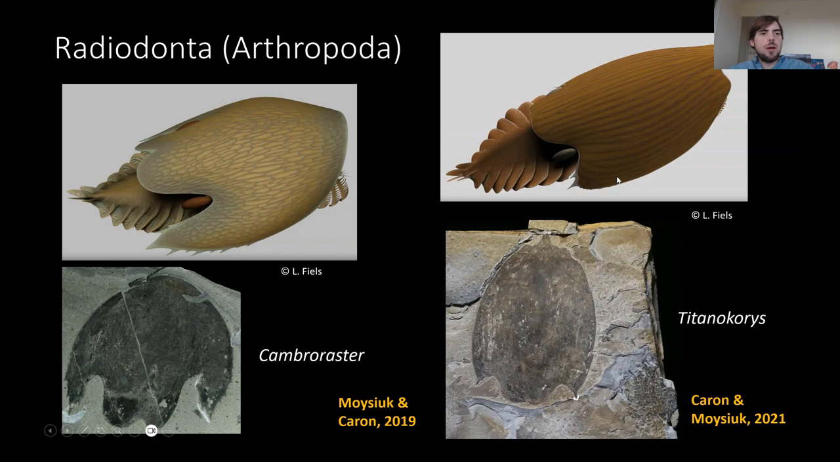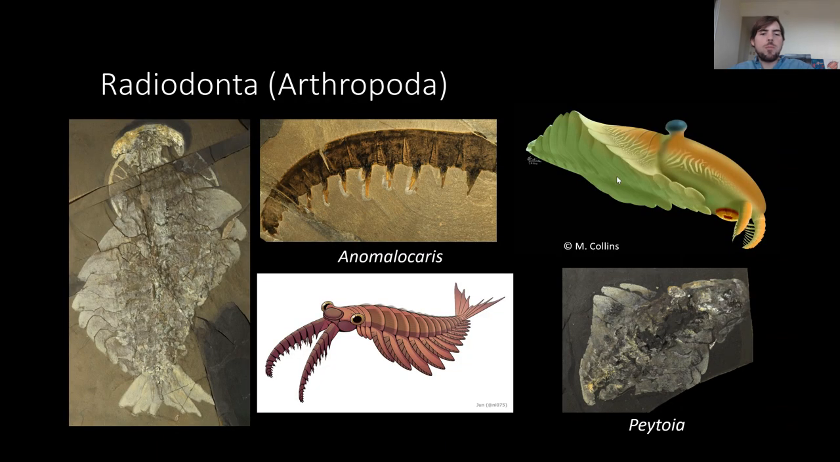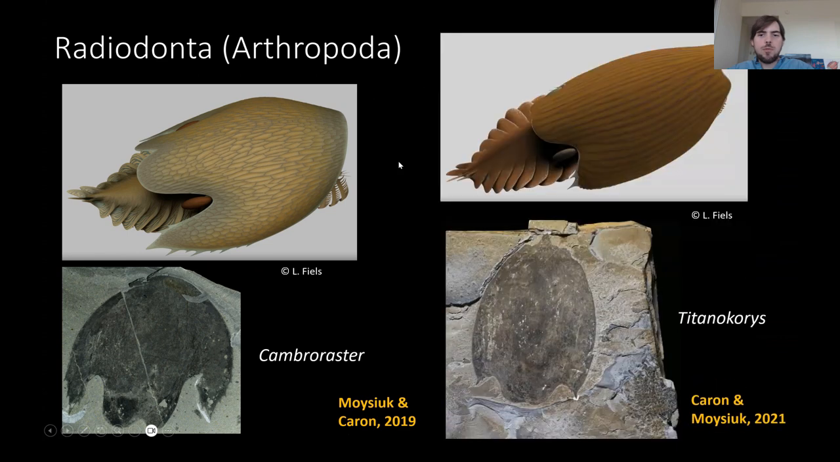One difference between these Radiodonts and Anomalocaris or Peytoia is that these appendages were not to grasp prey. They were actually like some type of filter feeding appendages. So we think that they were racks that were used to sift through sediment and capture animals or small particles there. So they were not predators in a sense, they were just benthic dwellers.